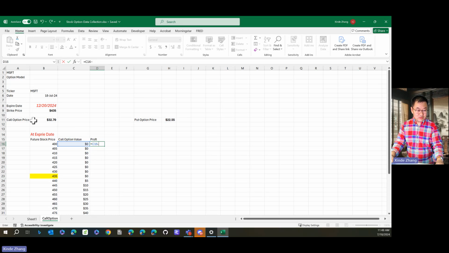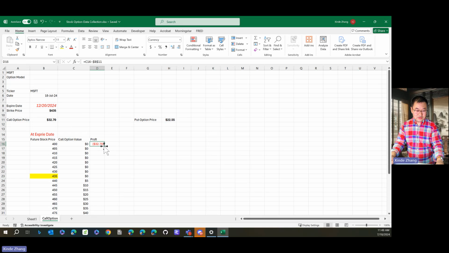remember, for the call option, we need to pay money to buy it. So this is the cost. So we need to subtract that cost. And that needs to be fixed as well. So I'm going to use the absolute reference for that. B11 for me, F4, hit enter. So that being said, if the stock price will be 400, the option holder will lose $32.7.